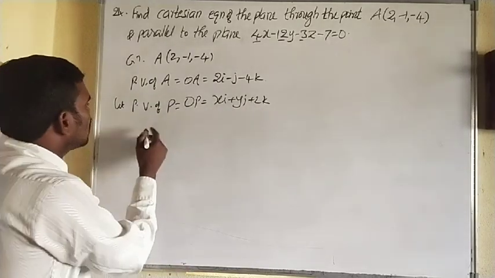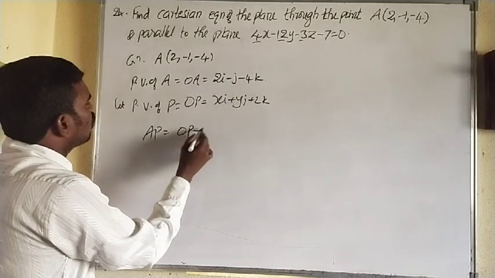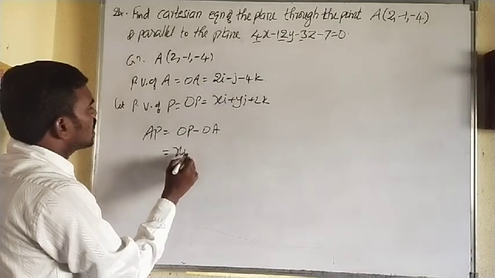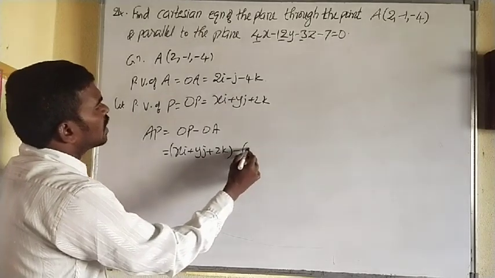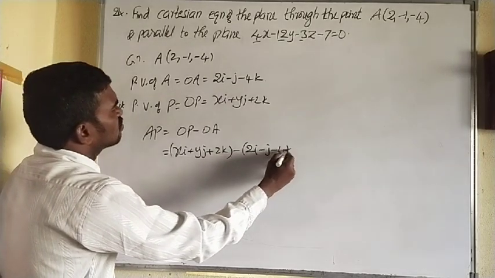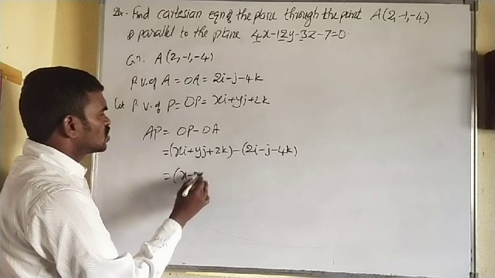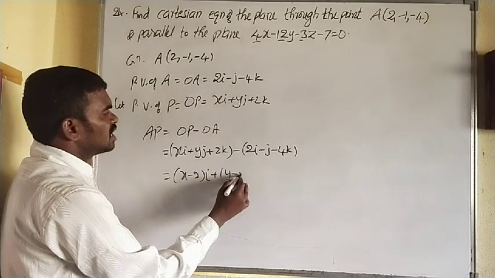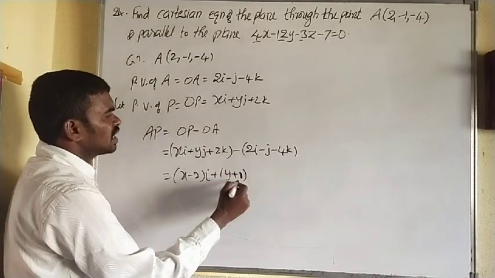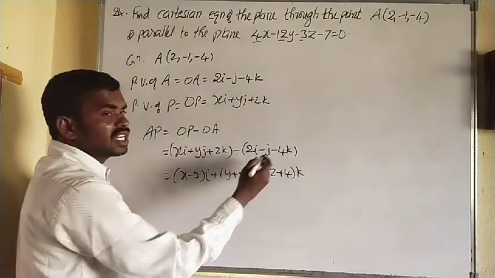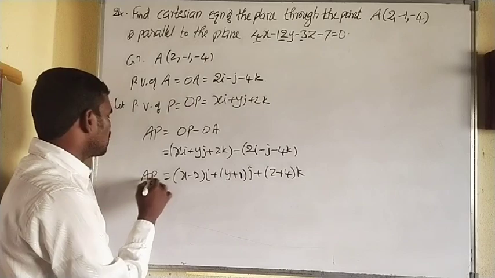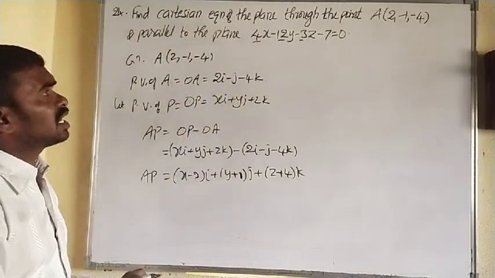So then immediately, what is AP? AP means OP minus OA. So xi + yj + zk minus (2i - j - 4k), which is equal to (x - 2)i + (y + 1)j + (z + 4)k. Why? Because of minus into minus plus. This is AP.